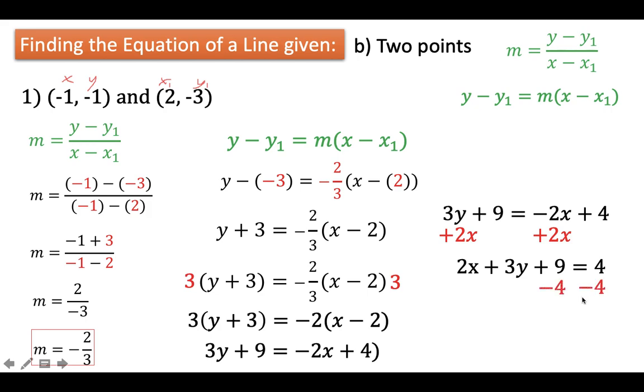Then lastly, -4 to both sides so that finally it becomes 0. Then 9 minus 4 is 5. And this will be our answer. ax plus by plus c is equal to 0. It is already in the standard form of linear equation.